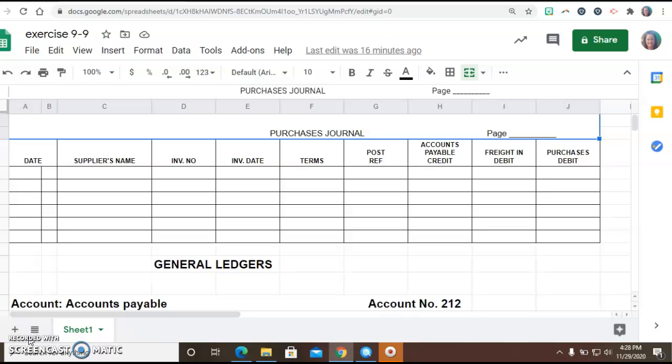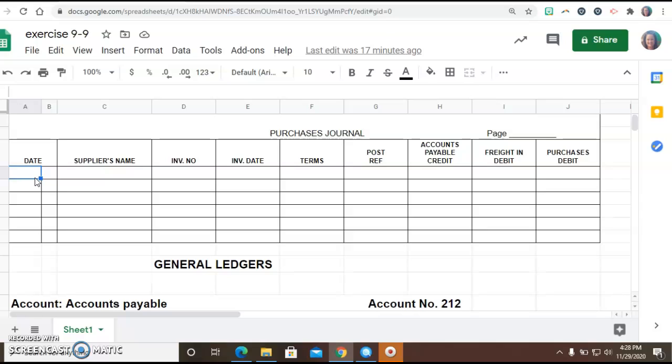So I'm going to work you through exercise 9-9, which is on page 408 in your textbook. You'll just have to find it in your handouts. I'm not sure what page it is, so go ahead and find exercise 9-9 in your worksheets, and you should be on page 408 in your text. All right, so we're going to be working with Williams Corporation. It talks about the following purchases for May.